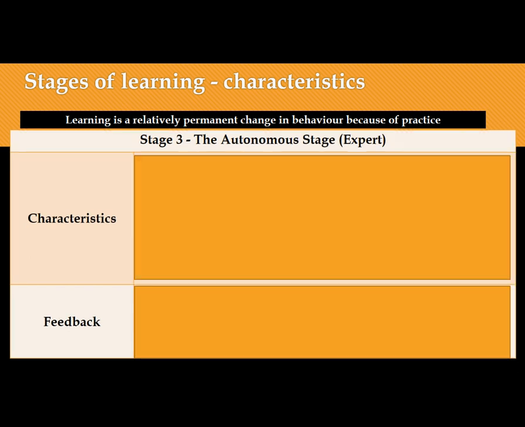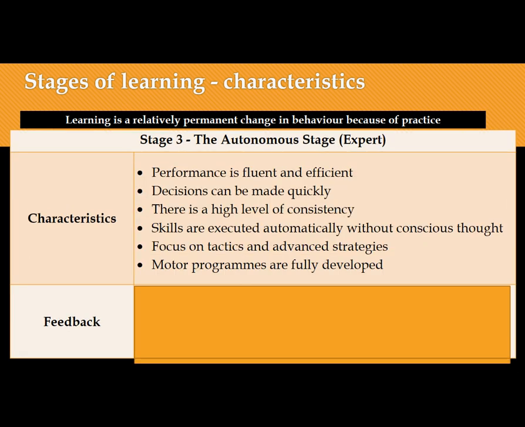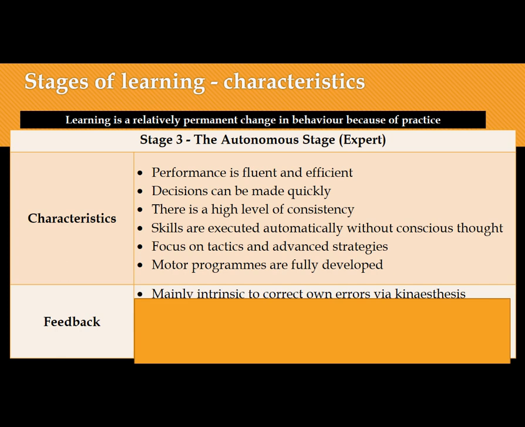If you are fortunate enough to progress through to the autonomous stage, the expert stage, performance is a lot more fluent and efficient. Decisions are made very quickly. Lots of consistency, so it's not just a one-off good performance, it's consistently good. They're able to execute the skills very quickly because they're automatic, they're not having to think about it. And they're able to focus more on advanced tactics and strategies. Motor programs are at this stage fully formed and fully developed.